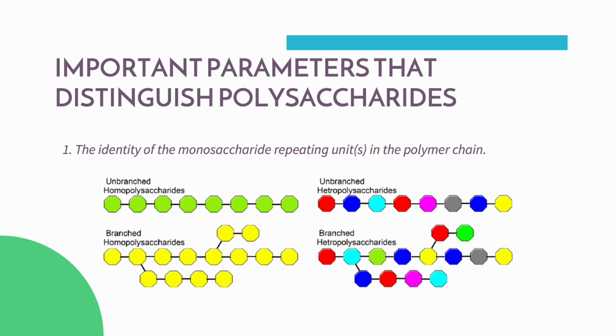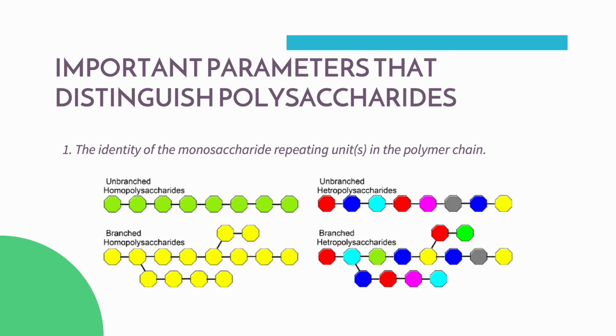First, the identity of the monosaccharide repeating units in the polymer chain. So we have here the unbranched homopolysaccharides and the branched homopolysaccharides, unbranched heteropolysaccharides, and branched heteropolysaccharides. Now, what is a homopolysaccharide? When we say homopolysaccharide, this is a polysaccharide wherein only one type of monosaccharide monomer is present. For example, in an unbranched homopolysaccharide, all the monosaccharide components are glucose. Now, when there is branching, then we call that a branched homopolysaccharide.